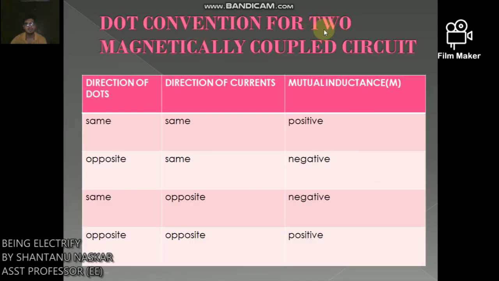So, dot convention for two magnetically coupled circuits. Direction of dots, direction of currents, mutual inductance, three rows here in the column. Look over this: same, positive; opposite, same, negative; same, opposite, negative; opposite, opposite, positive.